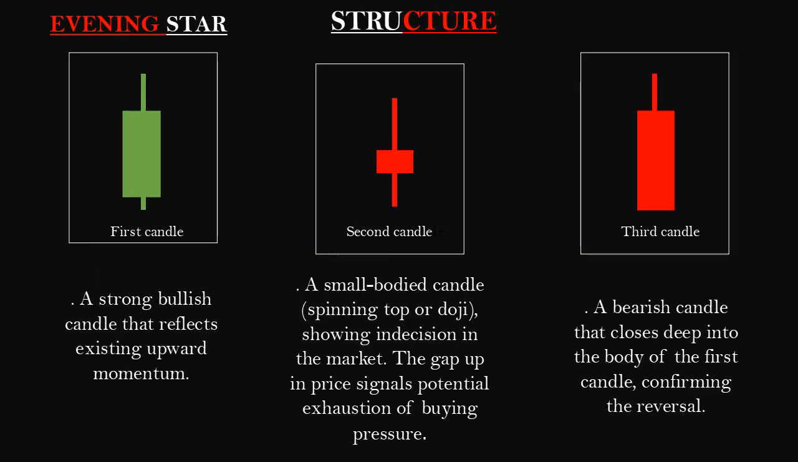The first candle is a strong bullish candle that reflects existing upward momentum, followed by the second candle, a small-bodied candle that can be a spinning top or doji, showing indecision in the market and signaling potential exhaustion of buying pressure, and the third candle, a bearish candle that closes deep into the body of the first candle, confirming the reversal.